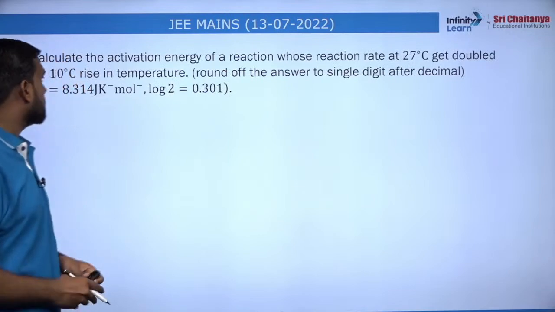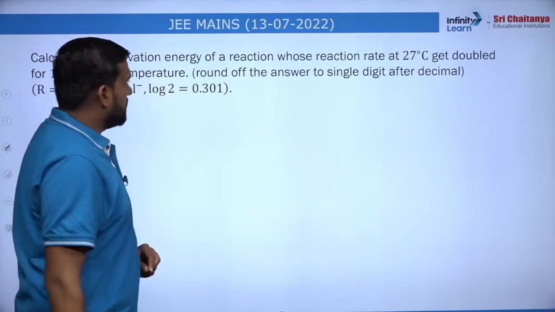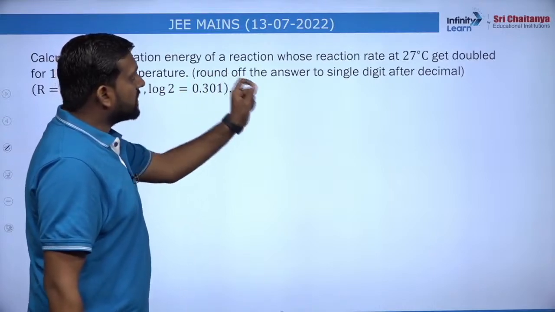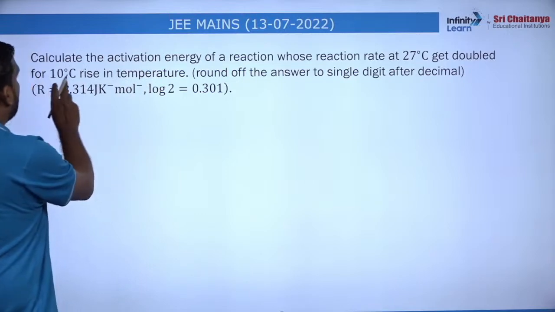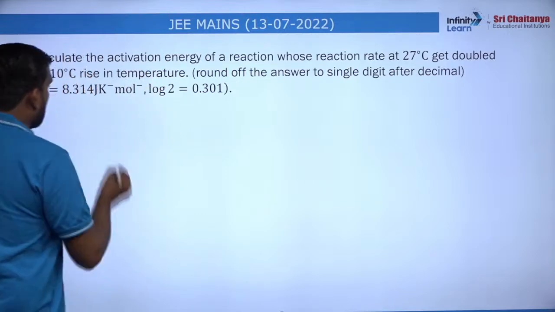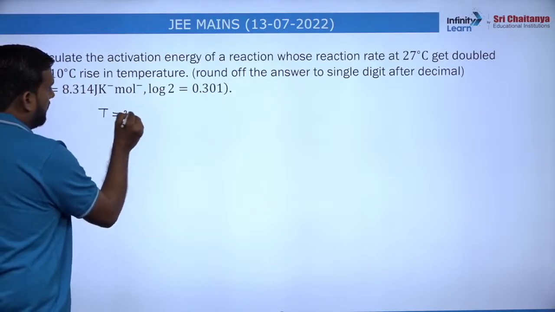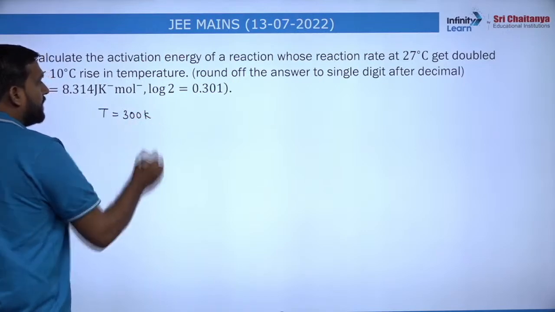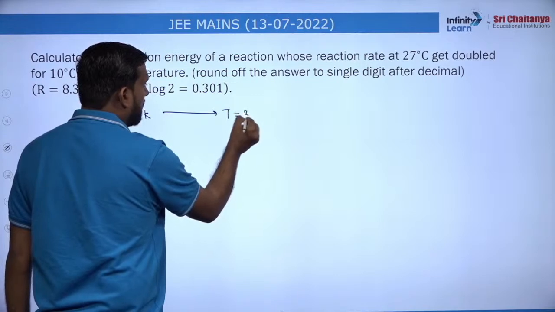Now moving to the next question. The next question is, calculate the activation energy of a reaction whose reaction rate at 27 degrees Celsius gets doubled for a 10 degree rise in temperature. So when you go from temperature equals 300 Kelvin, with a 10 degree rise, the temperature becomes 310 Kelvin.